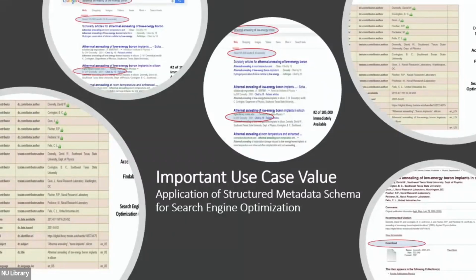Now, why is that so important? Or what is that helping with exactly? Or what's the deep value of that? The important, for me, the most important use case value of that is the application of structured metadata schema for search engine optimization. Now that's a mouthful, and I can imagine the translators again struggling with that one, but it means that it raises the search results to the top of the list in Google.